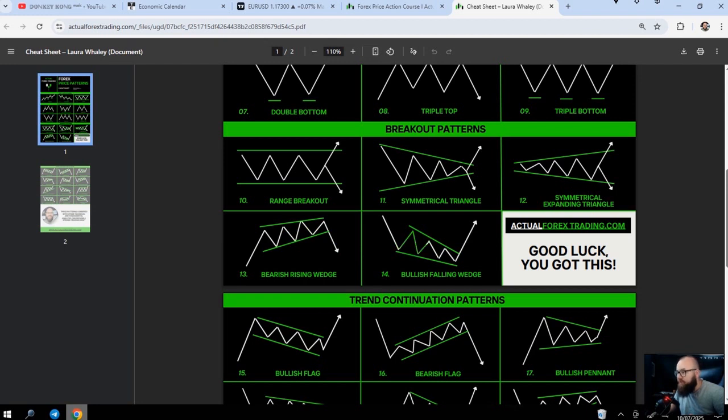So if you look at number 13 and 14, the price is getting tighter and tighter between that support and resistance, and eventually breaks out. What is the difference between these and the symmetrical triangle patterns? That is, the symmetrical triangle patterns, even though they're diagonal, their support and resistance is actually sideways across the chart.